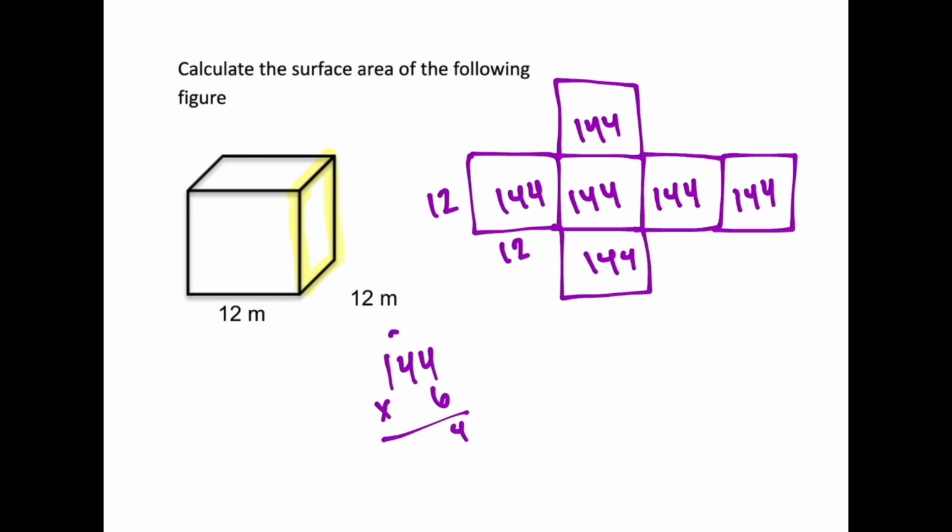6 times 4 is 24. 6 times 4 is 24 plus 2 is 26. And 6 times 1 is 6 plus 2 is 8. So my surface area is going to be 864 meters squared.